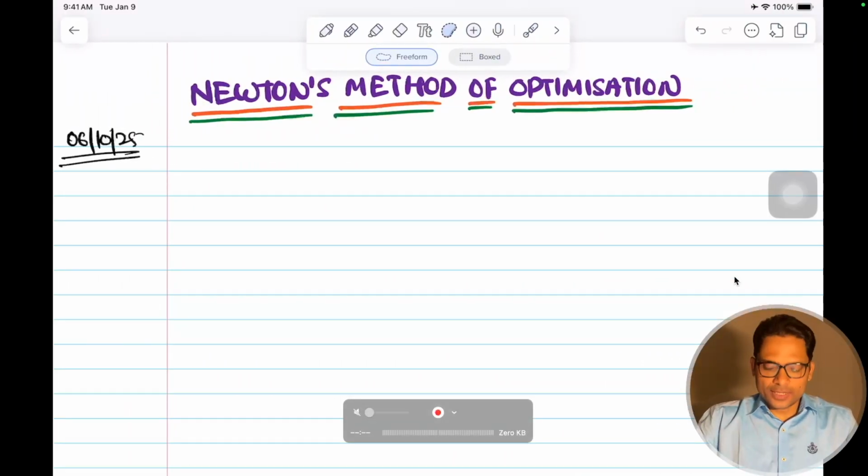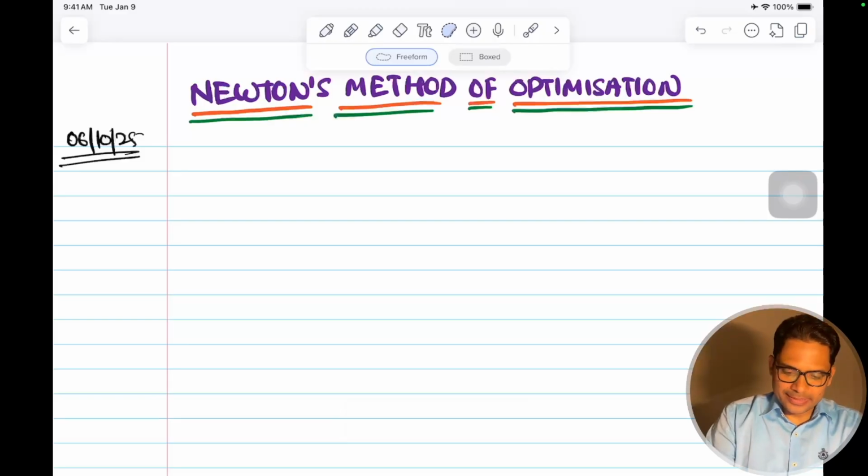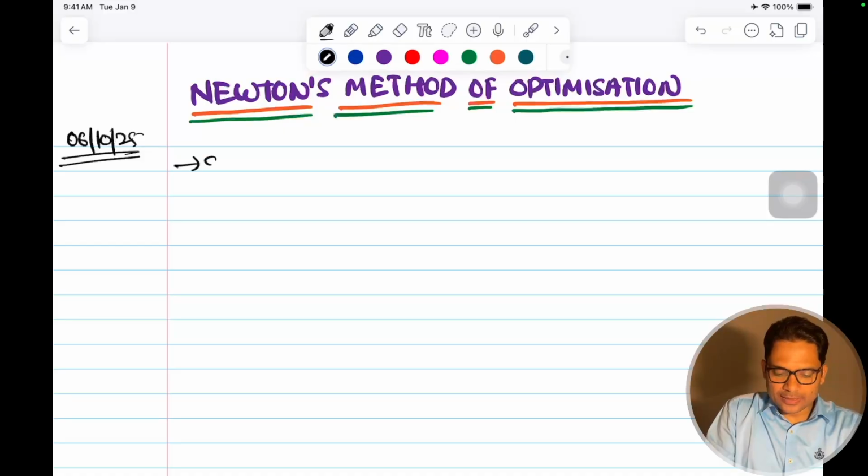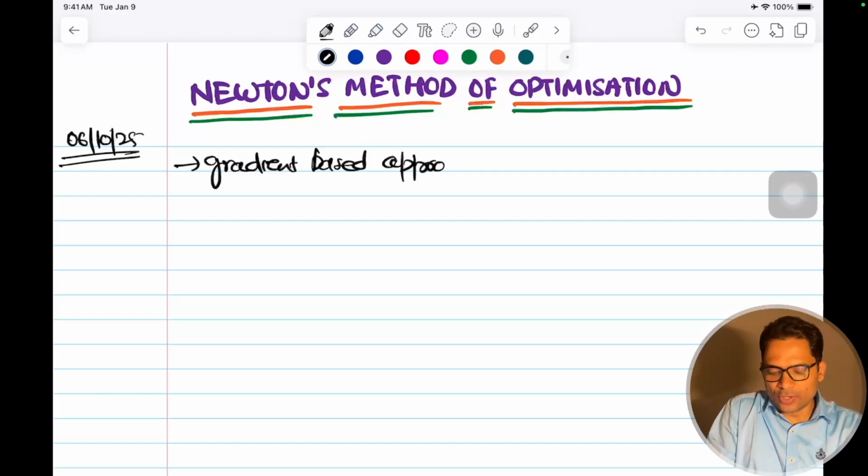In this video, we are going to understand Newton's method of optimization. Okay, so this is what we are going to understand. This is another gradient-based approach for solving optimization problems.